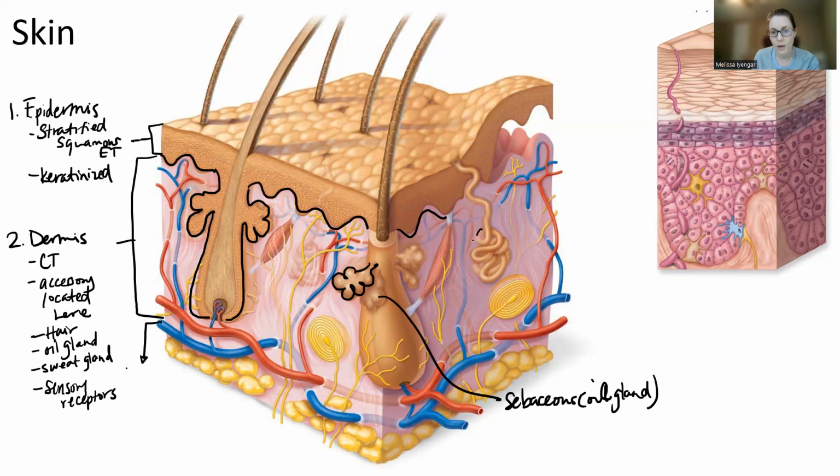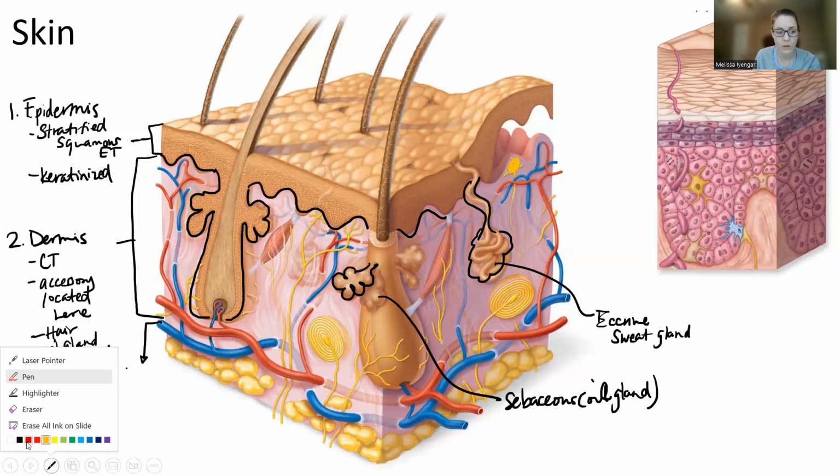And then this other brown squiggle here that's coming to the surface, which I didn't label previously, this is a sweat gland. This is actually the eccrine sweat gland. And then you can see you have some neurons here. Technically, if you had a nice rounded part to the neuron, that is your Meissner corpuscle.